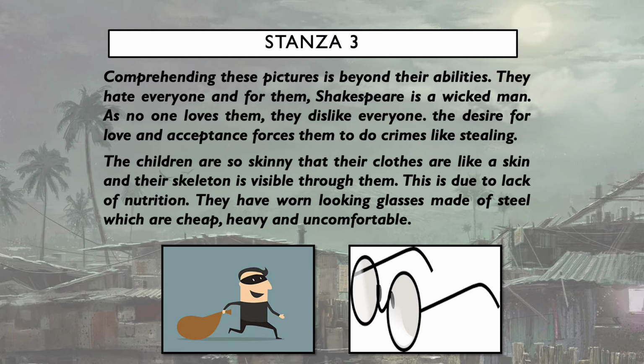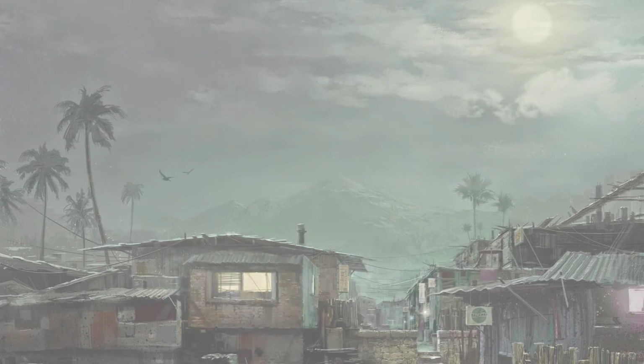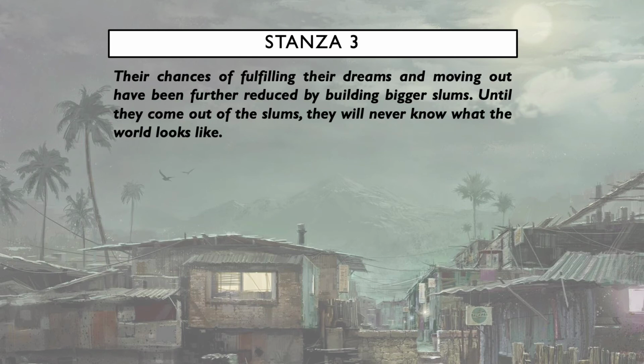They have worn looking glasses made of steel, which are cheap, heavy, and uncomfortable. Their chances of fulfilling their dreams and moving out have been further reduced by building bigger slums. Until they come out of the slums, they will never know what the world looks like.